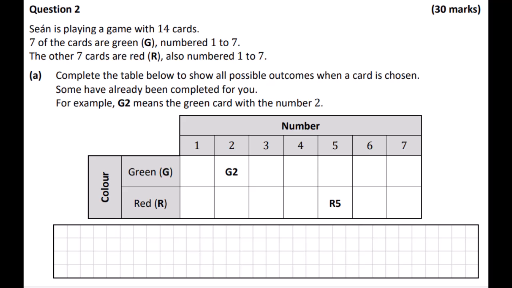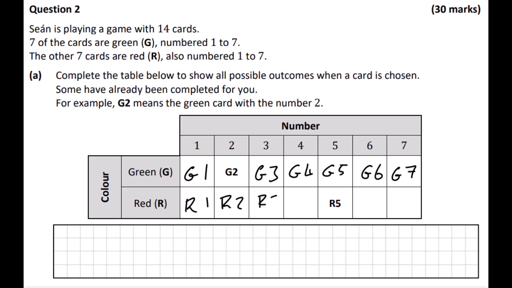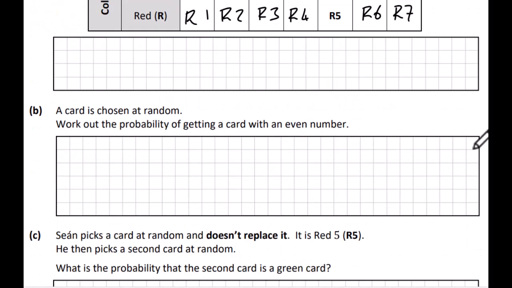So you just got to fill these out. Let's see, we've got green 1, green 2, green 3, green 4, green 5, green 6, and green 7. Same down here, red 1, red 2, red 3, red 4, red 5, red 6, and red 7. Okay, so that's part A completed. Let's have a look at part B.